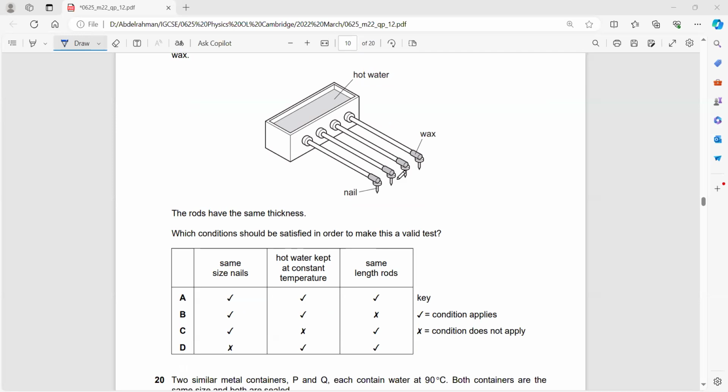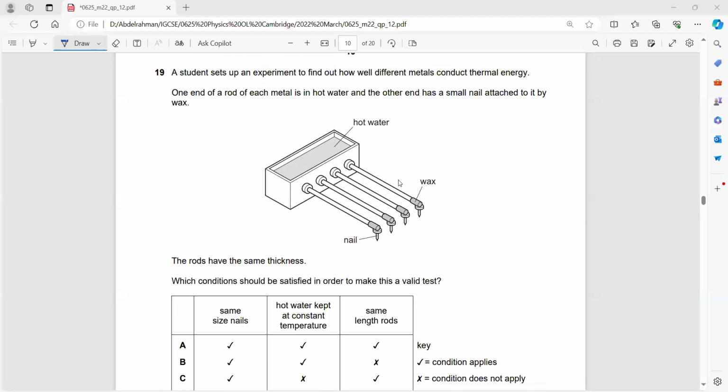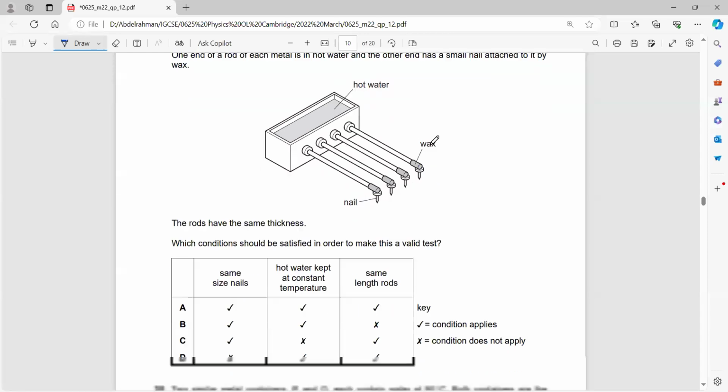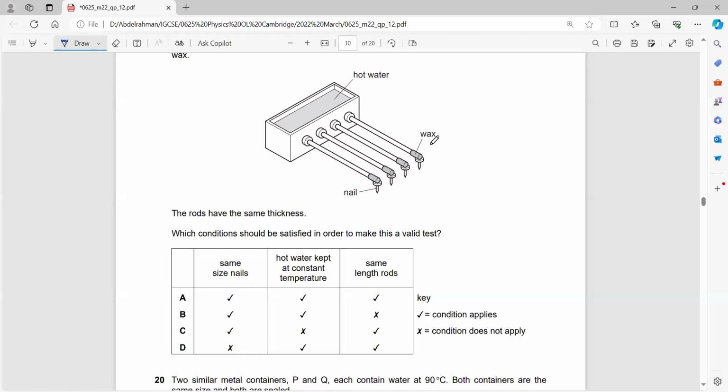If I need to repeat this test, for example, I have four rods, and all of the rods have some wax attached to a nail. They all have the same thickness and so on. Which conditions should be satisfied? Let's check the conditions. Do I need the same size of nails? I guess I do.